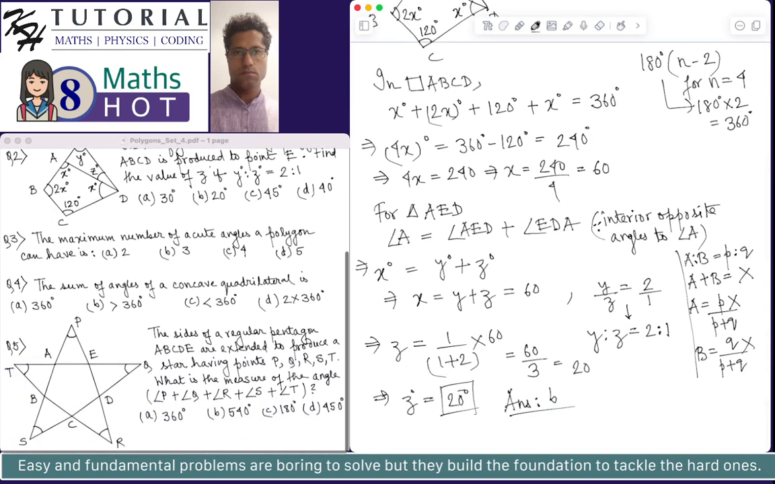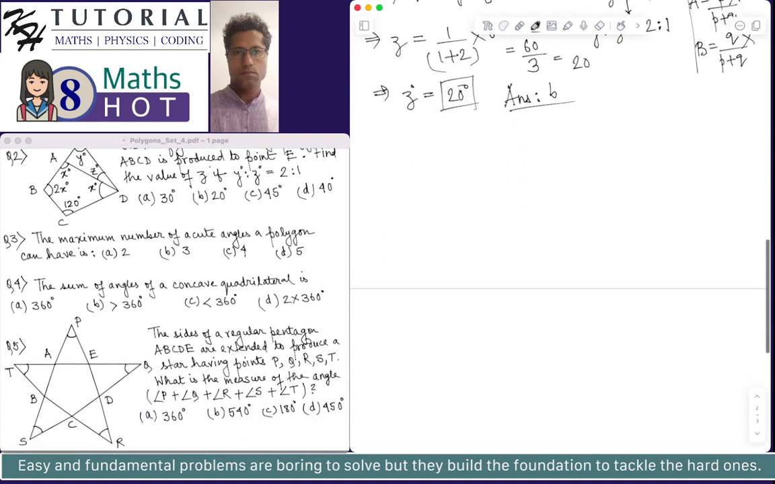Okay, let's do question number 3. The maximum number of acute angles a polygon can have is 2, 3, 4, 5. Now this is a conceptual problem. It is not talking about any specific number of sides. In general, it is asking, for any polygon of any number of sides, what is the maximum number of acute angles it can have.